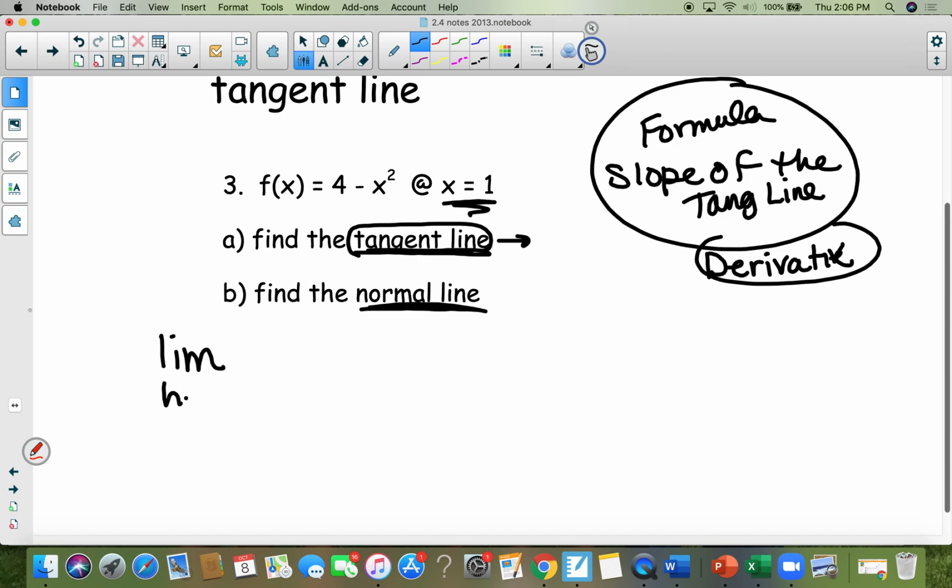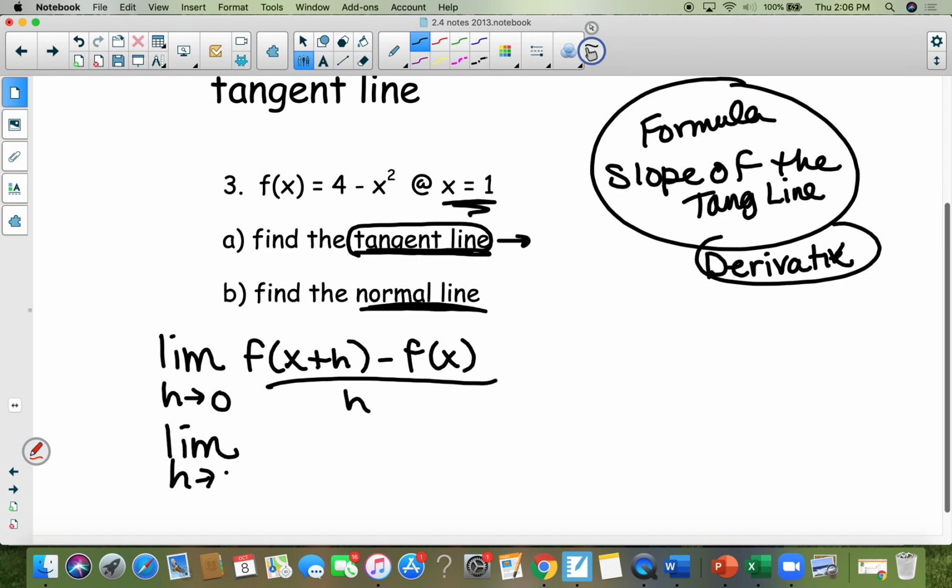The limit as h approaches 0 of f of x plus h minus f of x all over h. We have about 20 minutes. And it's over and over and over again. So the more I do these, the better you get at these. So we got to get cruising because I'm just going to keep doing more and more of this and you'll get better.